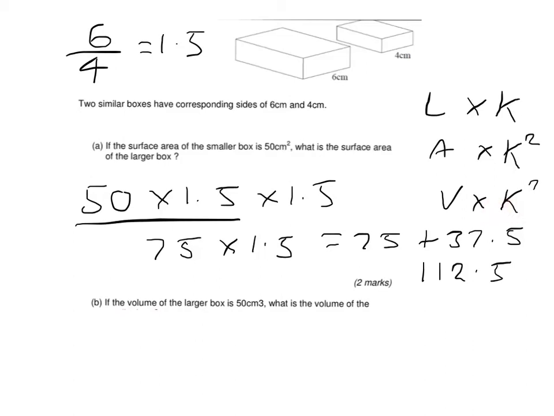In the second part of the question we're dealing with volume, so we're going to be dealing with k cubed. I'll just write that in a bit more clearly, that's k to the power 3. But we're going from, in this case, the knowledge of the larger box to the smaller box. It's missed this off, but it's saying what is the volume of the smaller box.